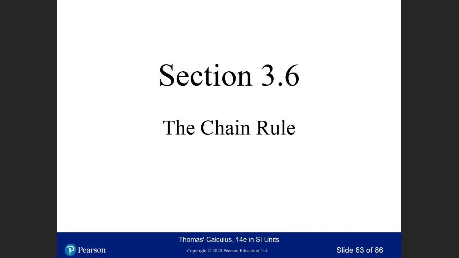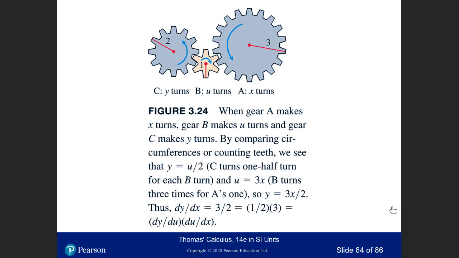Now let's go to the chain rule. Let's try to illustrate what we mean by chain rule. You have three gears here, with different numbers of teeth. If A has x turns, the number of teeth here is three times more than B here. B has u turns, which is actually 3x. Here there is another gear with twice the teeth of gear B. Now this turns half, and we have B having u turns. This has y turns, which is half of u turns.